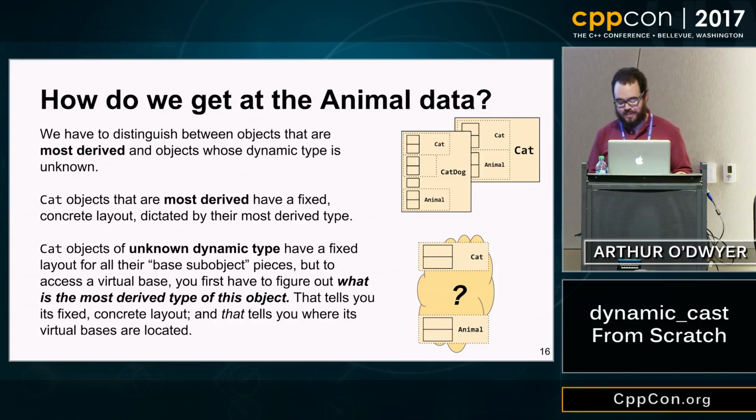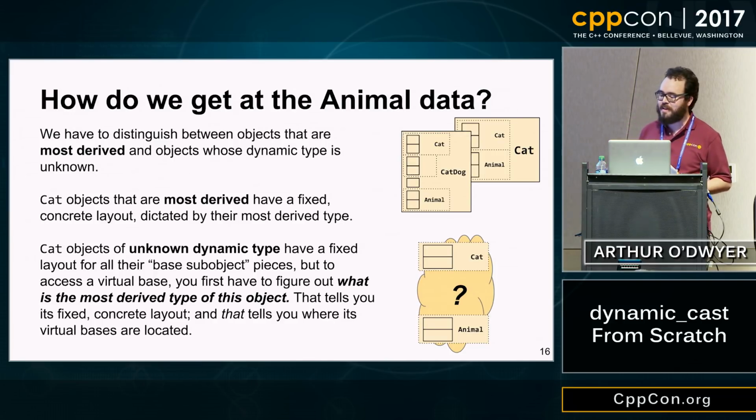So how do we figure that out? How do we find out at runtime, given that I have a pointer to a cat, given that I have a pointer to an animal, how do I figure out its most derived type? I can't do that statically. I have to do that dynamically somehow at runtime. How do I do that?